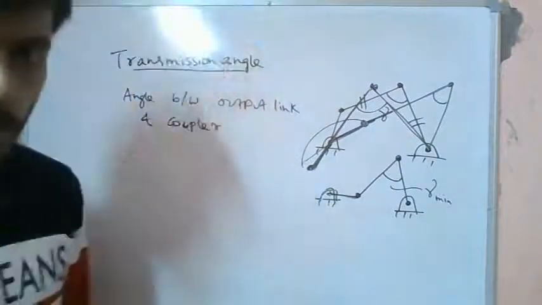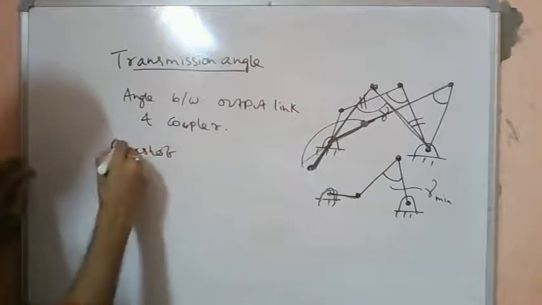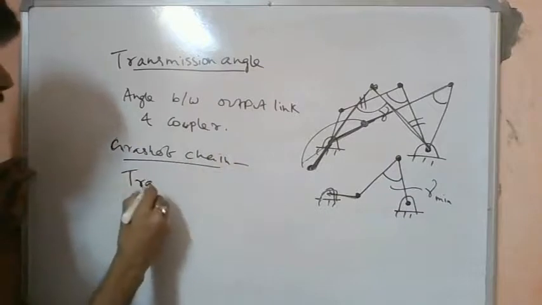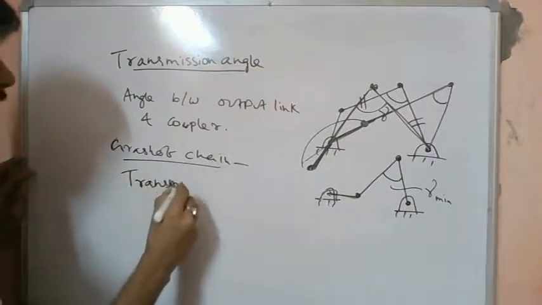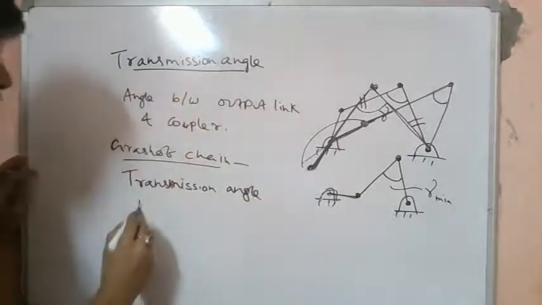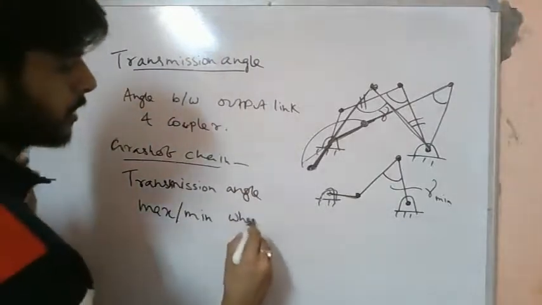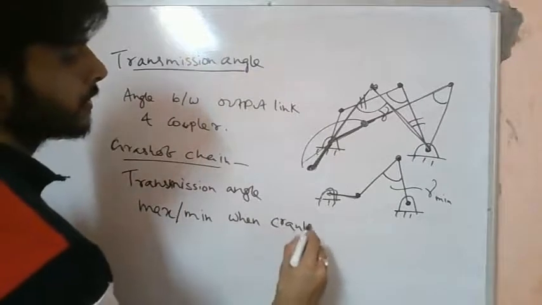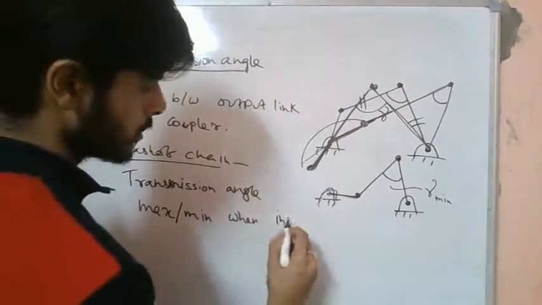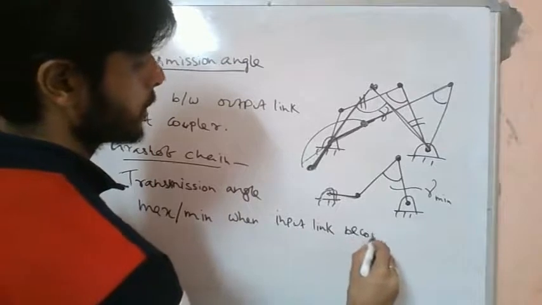So there are two conclusions that we have derived. For a Grashof chain, the transmission angle is maximum or minimum when the crank or input link becomes horizontal.